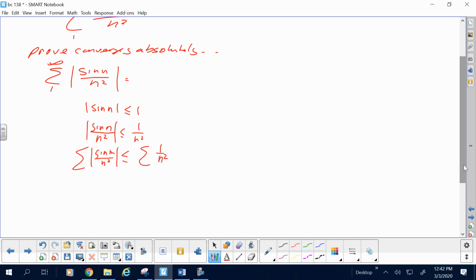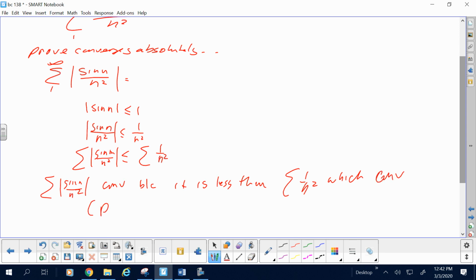Converges. And so we have proved that a positive term series less than a converging series must converge. So we would say sine n over n squared converges because it is less than 4 over n squared, which converges.